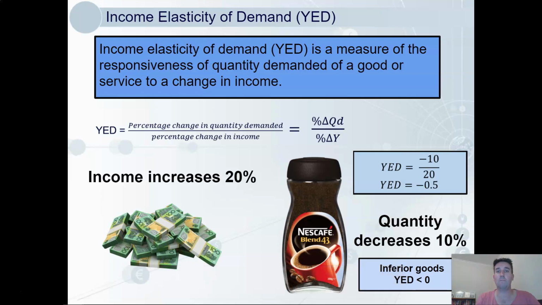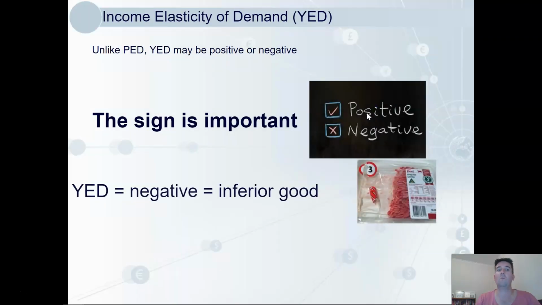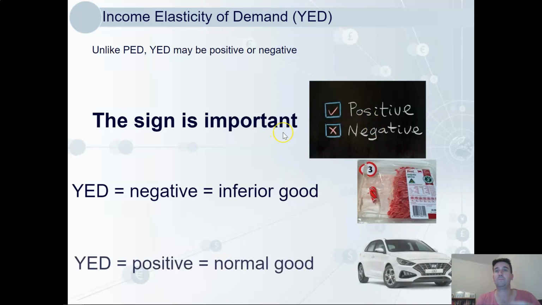Unlike PED, the sign matters for YED. A negative value indicates an inferior good, for example, regular beef mince. A positive value indicates a normal good, such as a new car. It's important to remember here that these classifications do vary by demographic. So poorer people who get an increase in income will buy more Mazda 3s, whereas those who are already significantly wealthy will buy fewer when they get a higher income. They'll instead shift their demand to a more luxurious car.